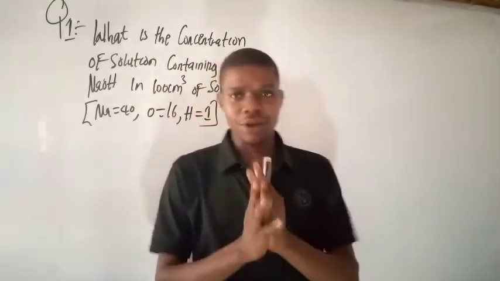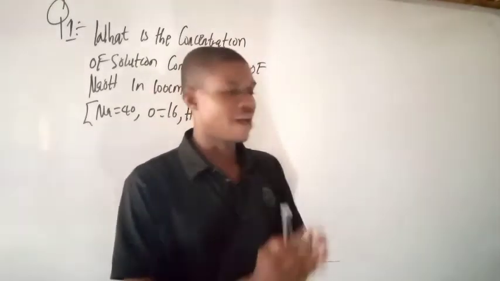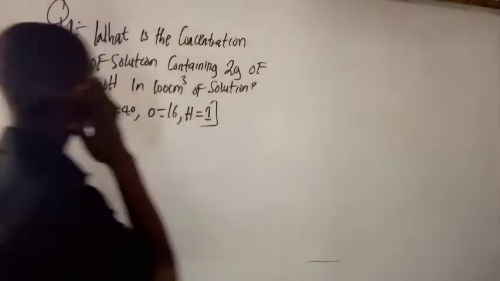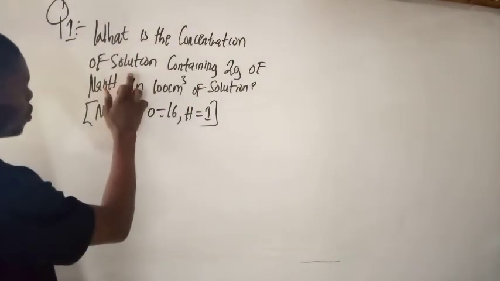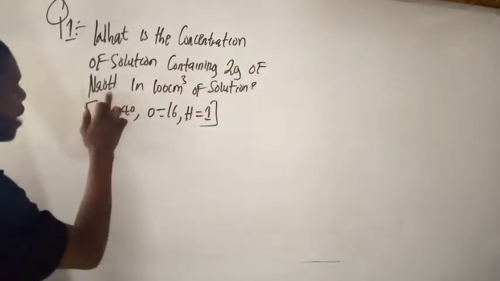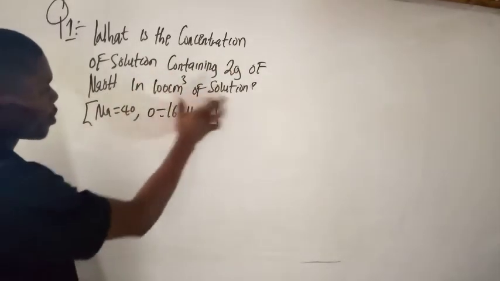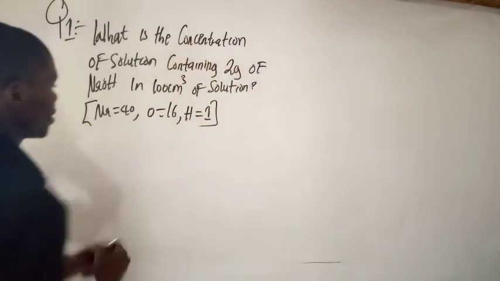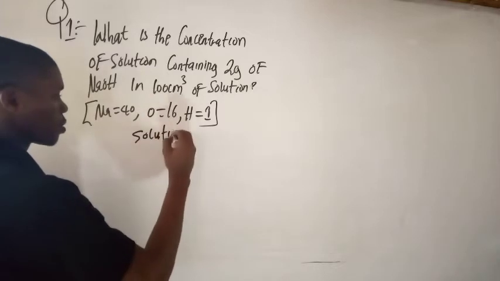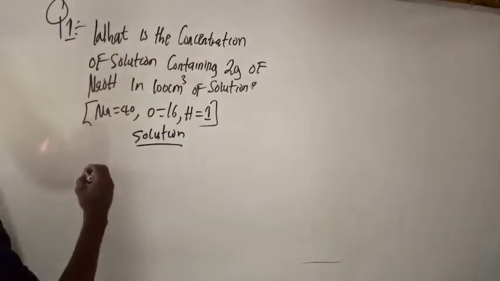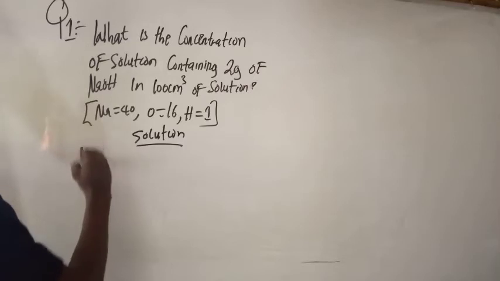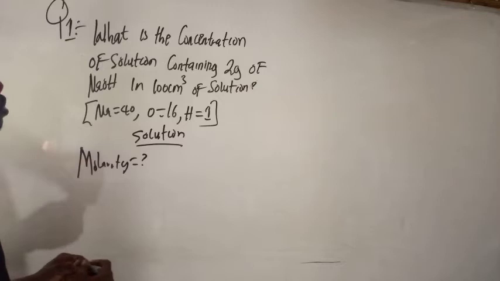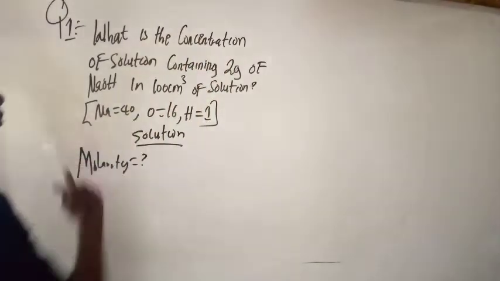So now let's jump to the calculation aspect. Let's start applying these formulas I've given to you. How do we apply this formula? Let's say the first one: what is the concentration of a solution containing 2 grams of sodium hydroxide in 100 cm cubed of solution? Concentration is also known as molarity. So you are asked to calculate the molarity, which is the concentration. That's what you're actually looking for.